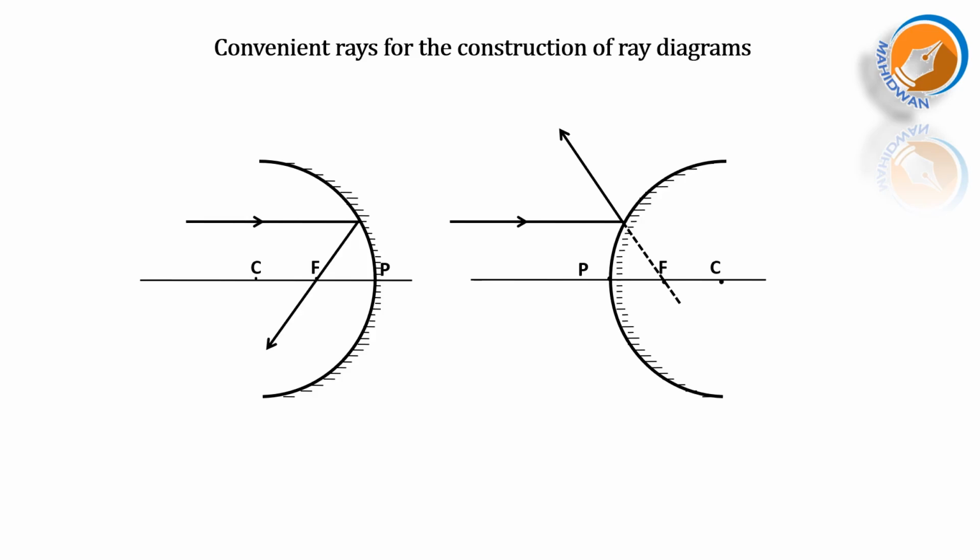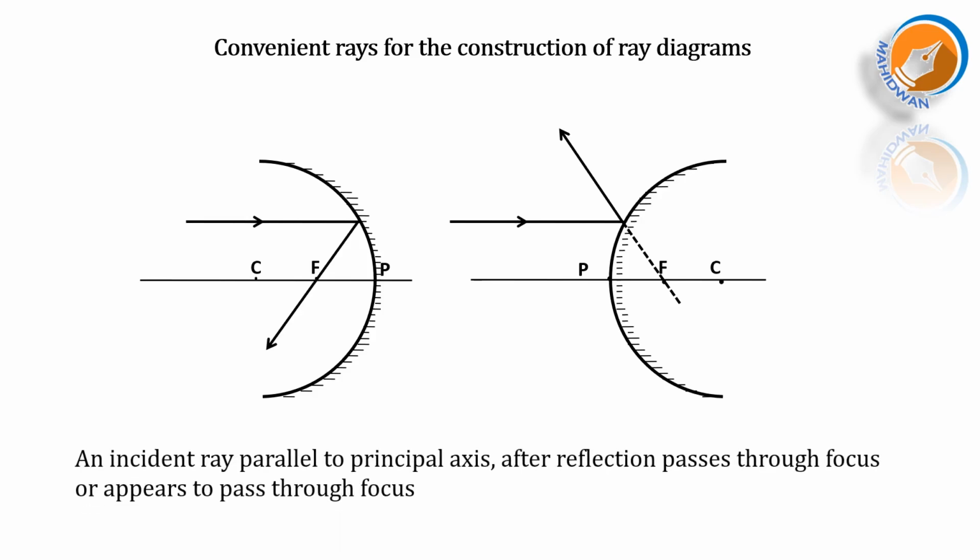So if I summarize this, we can write it as: an incident ray parallel to the principal axis, after reflection, passes through the focus or appears to pass through the focus. Passes through focus we use for a concave mirror, whereas appears to pass through focus we use for a convex mirror.